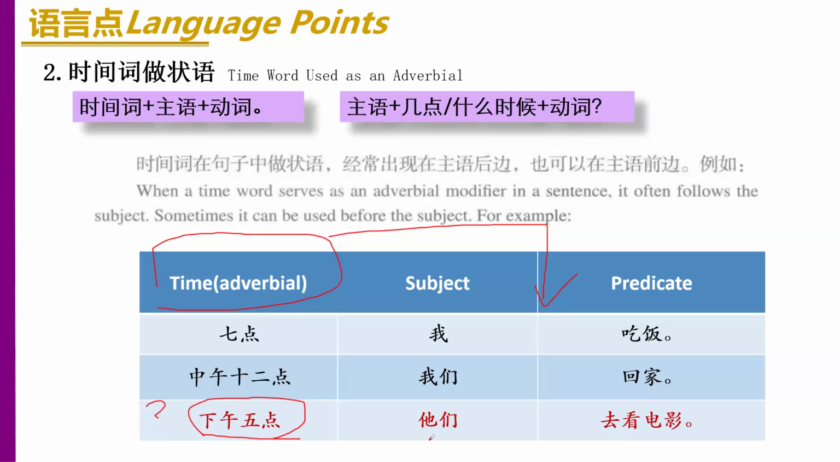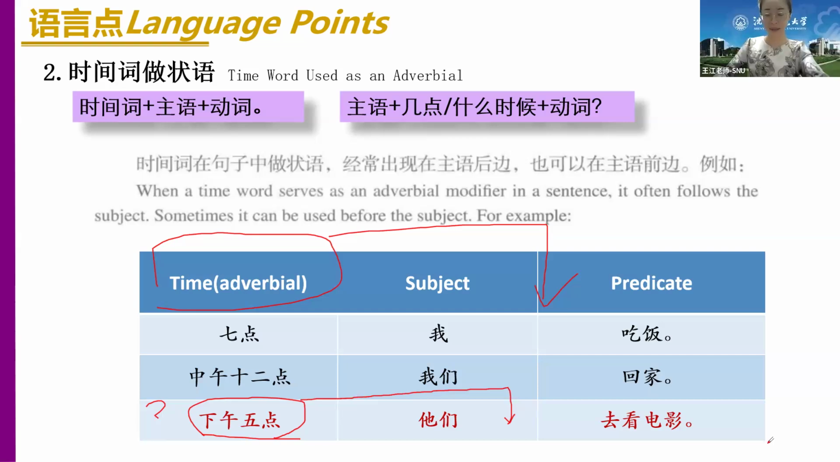他们下午5点去看电影. Yes, right. We can put the time word behind the subject, but no matter where the position is, they must be put before the predicate. So the time word can be put before the subject or behind the subject.